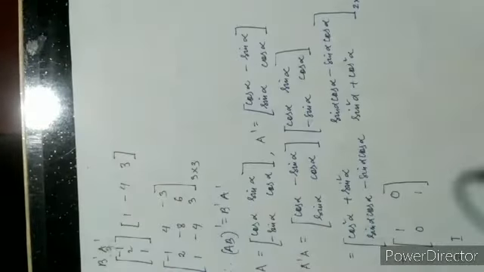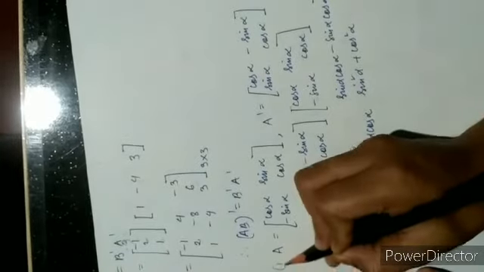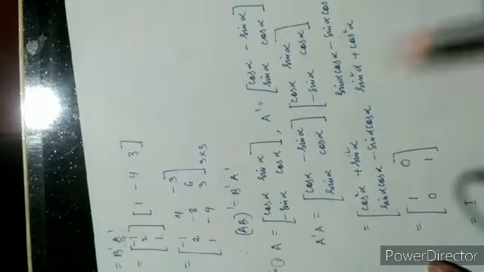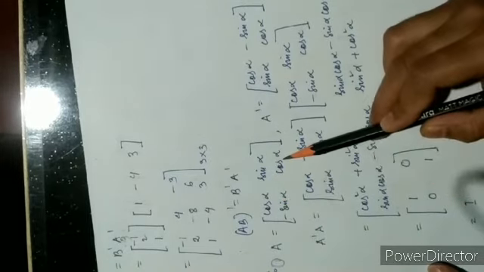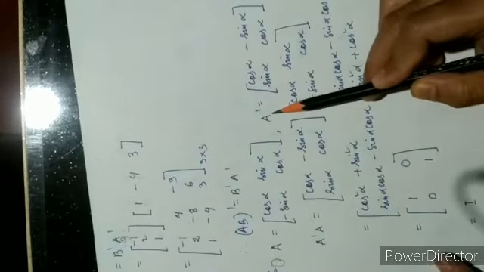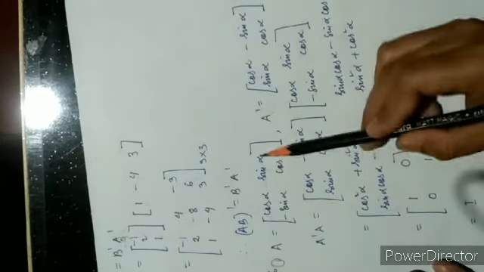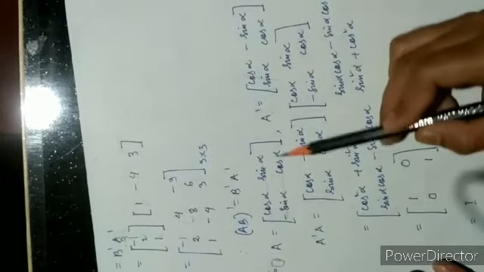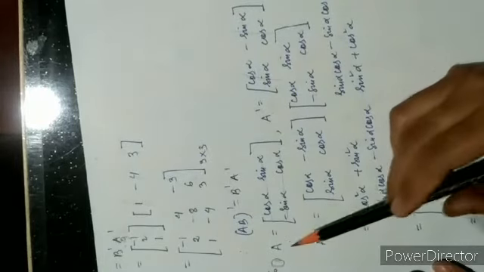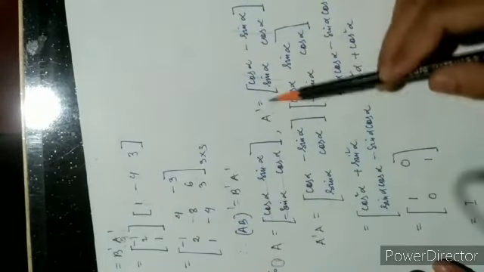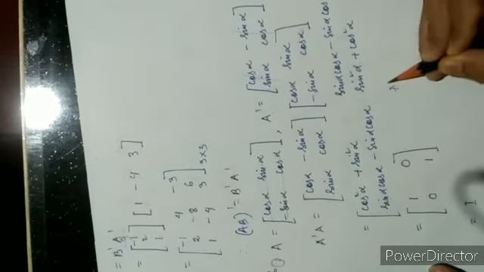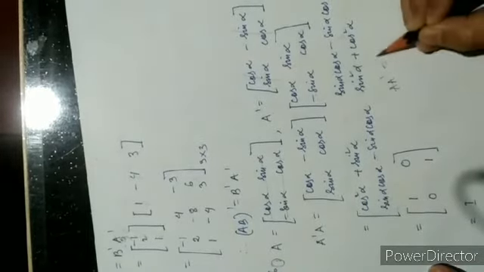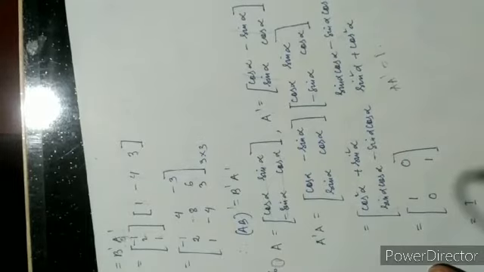Question number 6, Roman number 1. Here the elements of matrix A are cos alpha, sin alpha, minus sin alpha, cos alpha. Then find the transpose of this matrix A. This first row is the first column. Then the second row is the second column. So we write matrix A and the transpose of matrix A. We have to show that A dash A is equal to I.